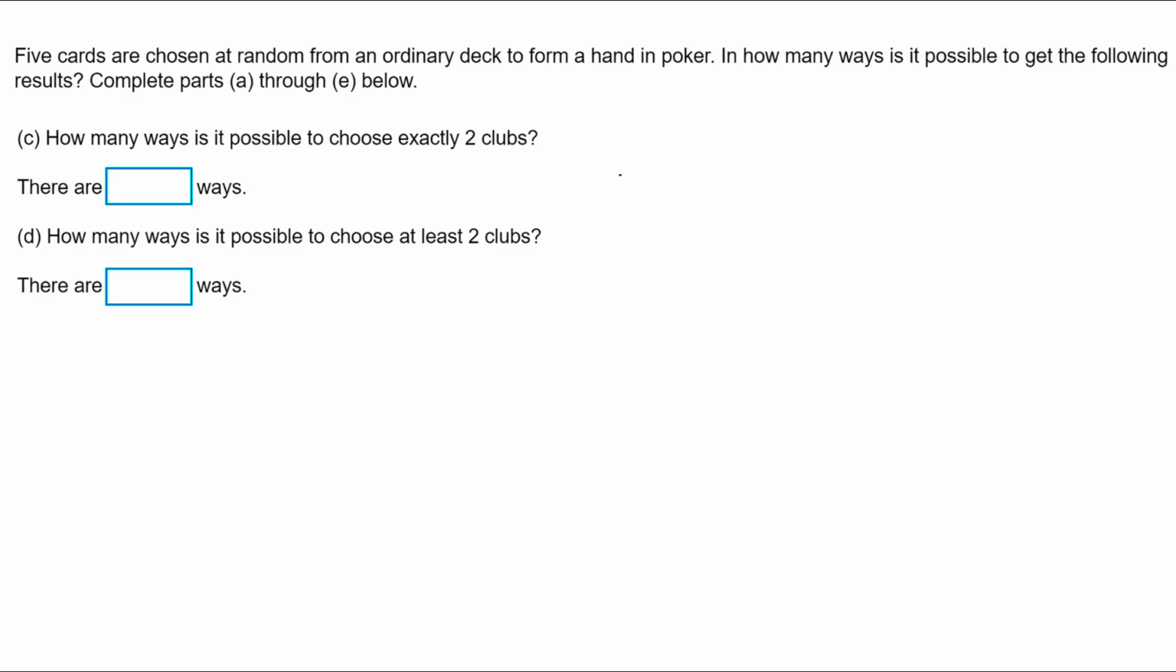So in this hand, we're going to have two different types of cards. So I'm going to draw two lines. We're going to have clubs, and we're going to have non-clubs. Because we're told we're going to have exactly two clubs, which means the other three cards are not going to be clubs.